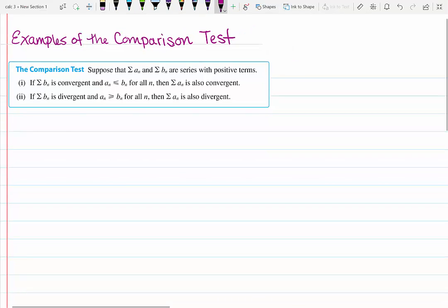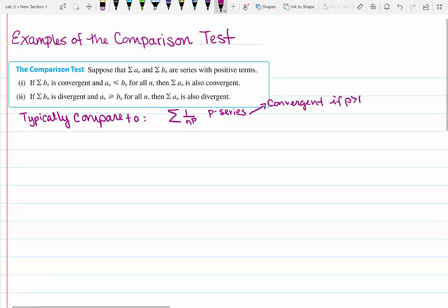We're going to look at some examples of applying the comparison test. One thing to note when we use the comparison test is there are a few series we typically compare to, and those are the p-series. Remember that p-series, we know that these converge if p is greater than 1, and they diverge when p is less than 1. A times r to the n minus 1 is the other one we'll use a lot. These are the geometric series.